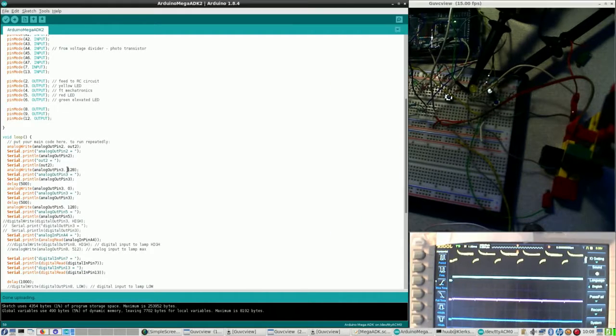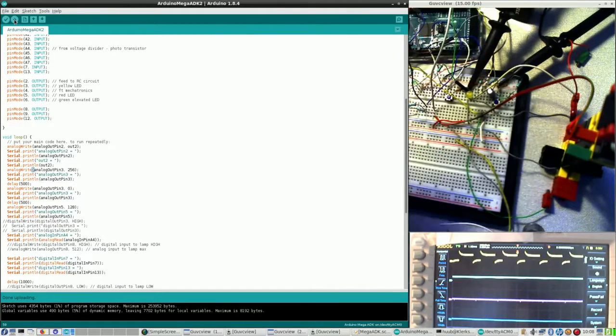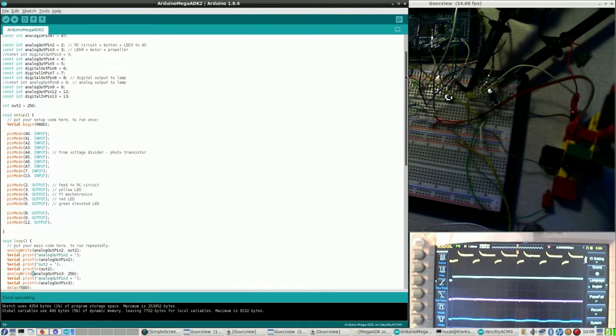Alright, if this is 128 and I change it to 256, what happens? Nothing else. So the question is, why is this LED burning very brightly, coming from pin 6, but it is high? Okay, going to do another attempt.